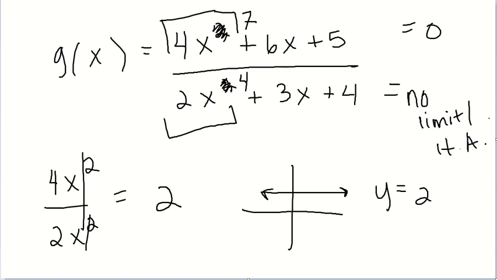So hopefully this gives you a good starting idea of how to go about finding vertical and horizontal asymptotes.